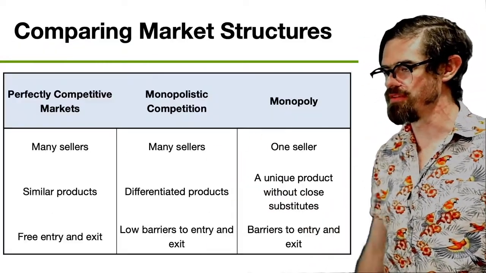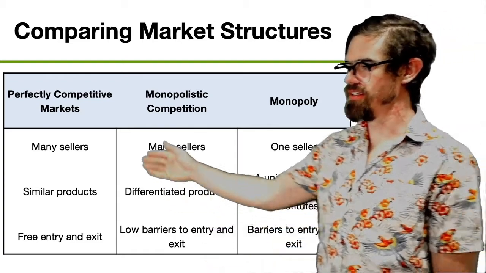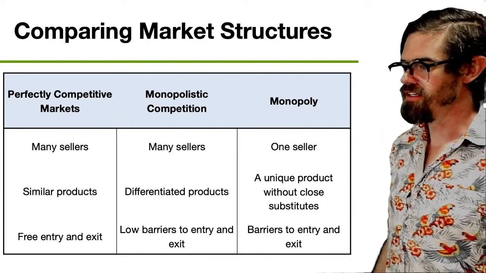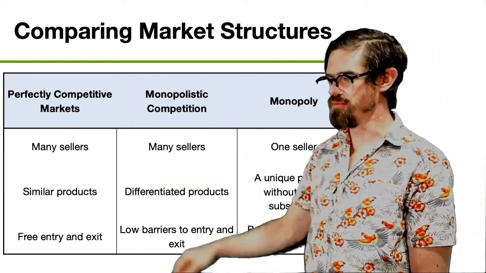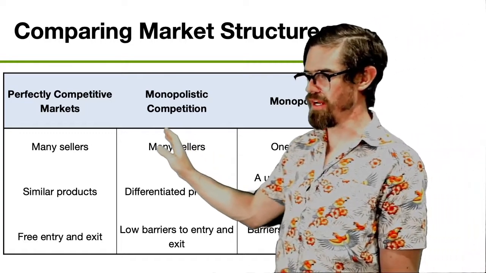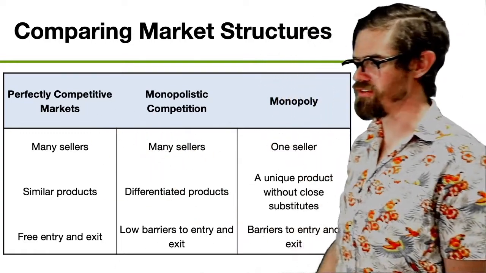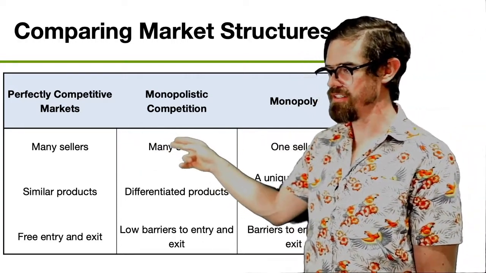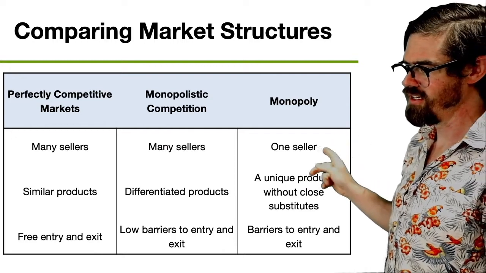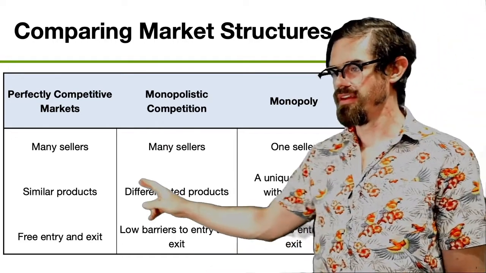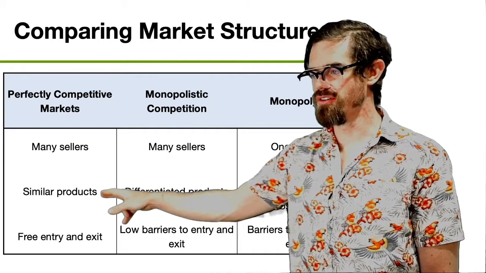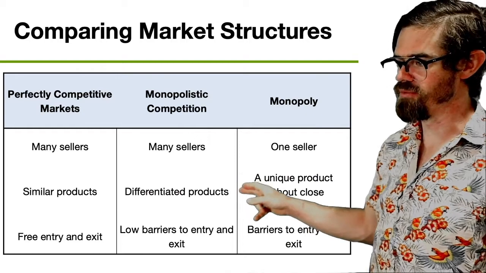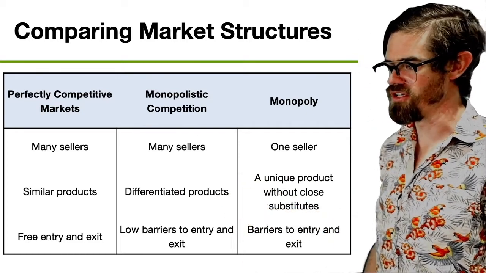All right, so here's a summary of some of the differences. We've got our spectrum here, so perfectly competitive on one end, monopoly on the other end, monopolistic competition right now sort of in the middle, although I will point out again that it's closer to the perfectly competitive end of the spectrum. So we see some similarities here, many sellers, okay, whereas there's only one seller, of course, with monopoly. Perfectly competitive markets, similar or actually really nearly identical products. Whereas with monopolistic competition, we've got product differentiation.